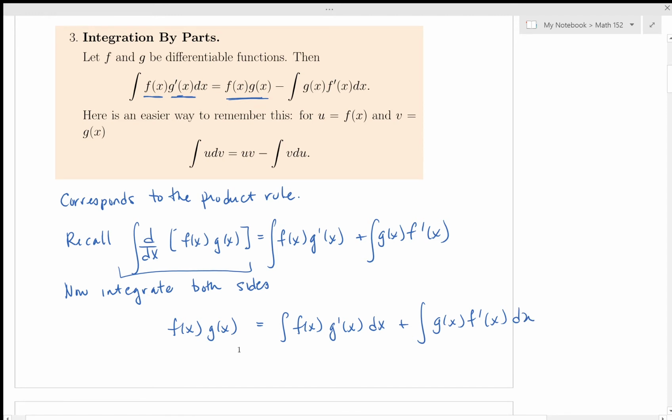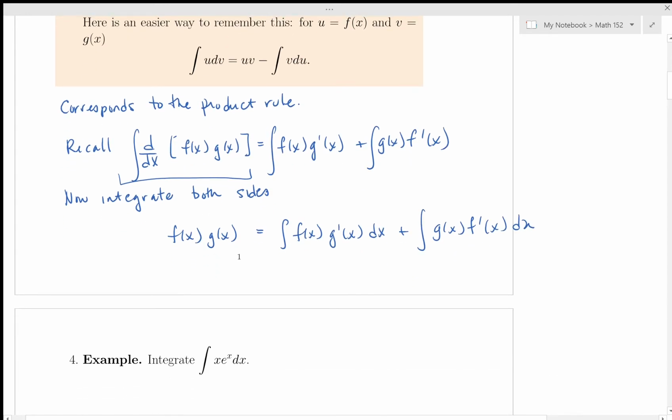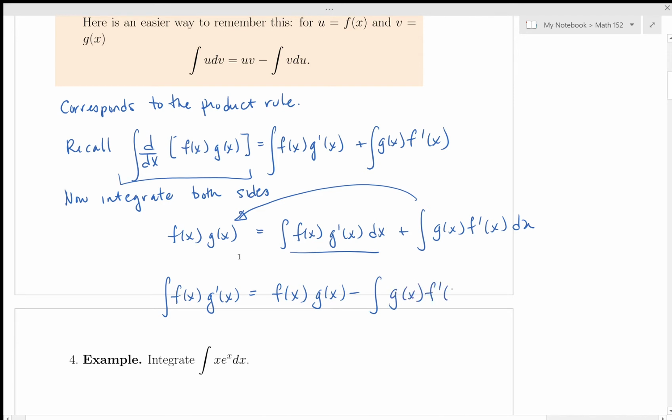So now all I'm going to do is rearrange that. I'm going to move this term to the other side and then write it in. So I'm just reordering. Okay, this is just a small algebra step. So I have the integral of f of x g prime of x is equal to f of x g of x minus the integral of g of x times f prime of x dx. Okay, and that is what was in the box shaded above.